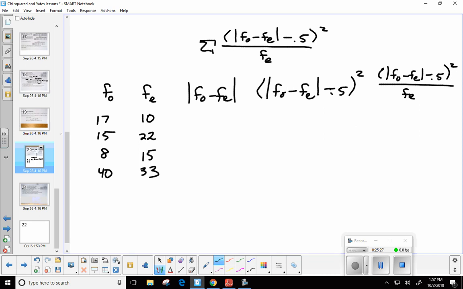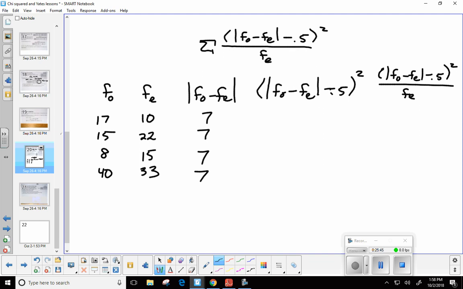Okay. All right, so let's see. 17 minus 10, 7. 15 minus 22. Oh. Remember, we want the absolute value. Okay. Then I have 8 minus 15, absolute value 7, and 40 minus 33, 7.